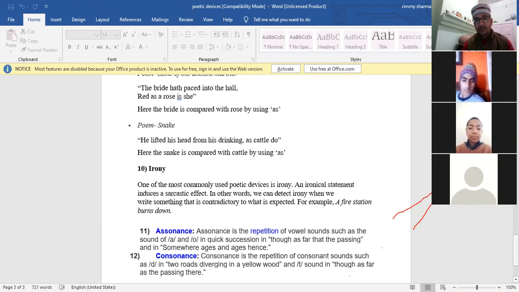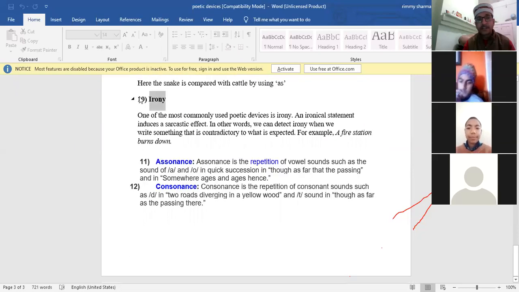Now, next one is irony. Irony, again, we use every day, but we don't know what irony is. Irony is again contradiction, when we speak with some sarcasm. It is the contradiction between what actually is and what is said. For example, Vikas has got a haircut, though there was no chance of a haircut. He's got a tattoo here too, and it says, I am intelligent. Don't mind it, Vikas.